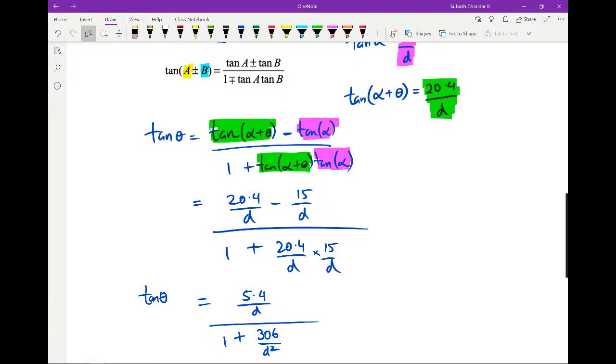Now, we can't actually differentiate that with tan, because tan theta is equal to that. Remember, tan theta is a function, just like a y value kind of thing, so you can't just differentiate it. But what you can do is differentiate the one with d's in it, and then we can work it out.